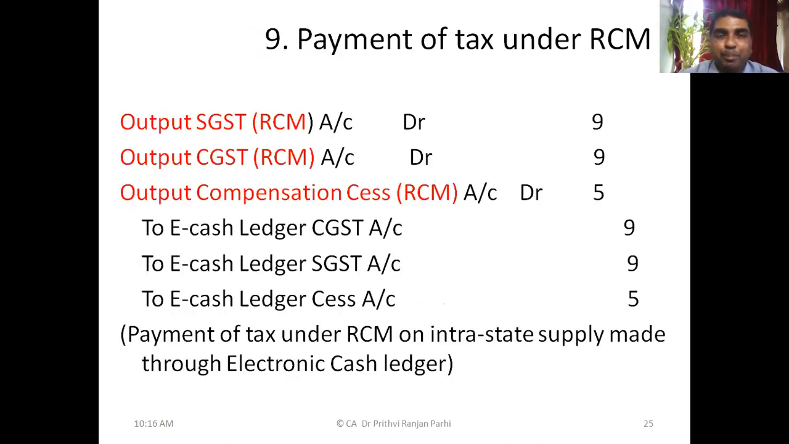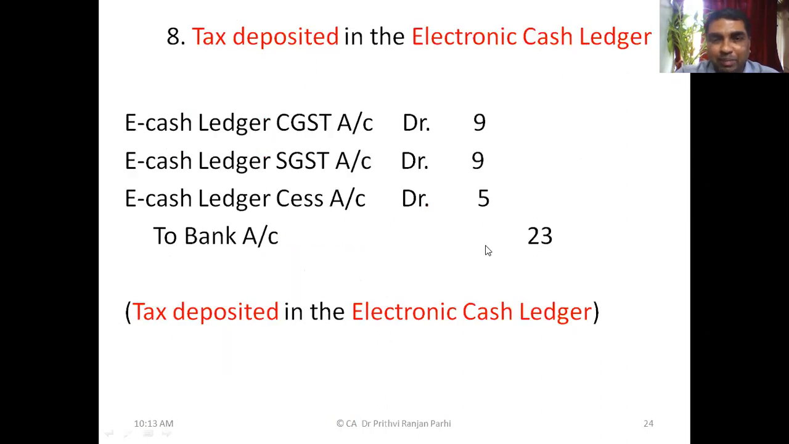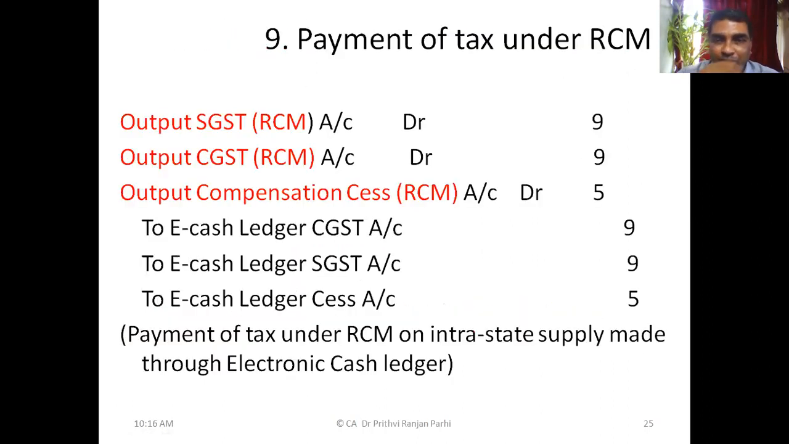Next step is that money is deposited. Now money has to be paid out of the electronic cash ledger. So this much of credits you have created: output SGST RCM account, output CGST RCM account, output compensation cess. These liabilities are created. Now they have to be settled by debit, by using the money available in the electronic ledger.